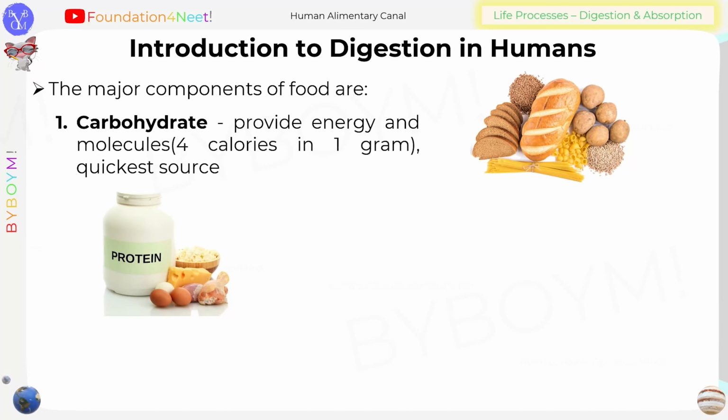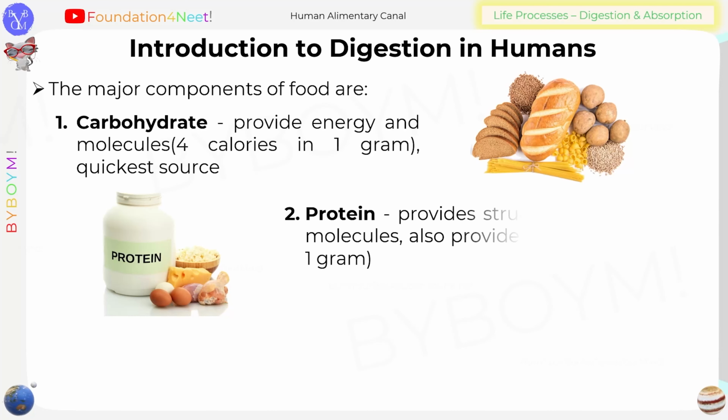The next macronutrient is protein. What do proteins do? They provide a structural role, they provide a functional role. You may remember that proteins are the building blocks of our body, and that all enzymes are proteins other than ribozymes, which are made up of RNA. All enzymes play a part in metabolic reactions. So no metabolic reaction would happen if no enzyme is there, and all enzymes are proteins except ribozymes.